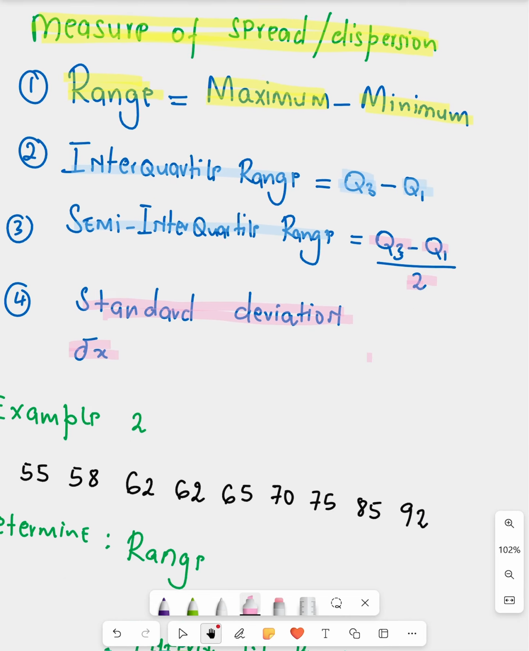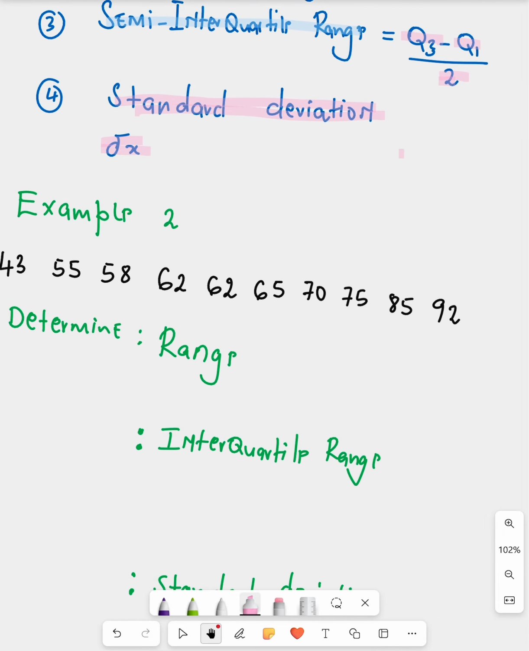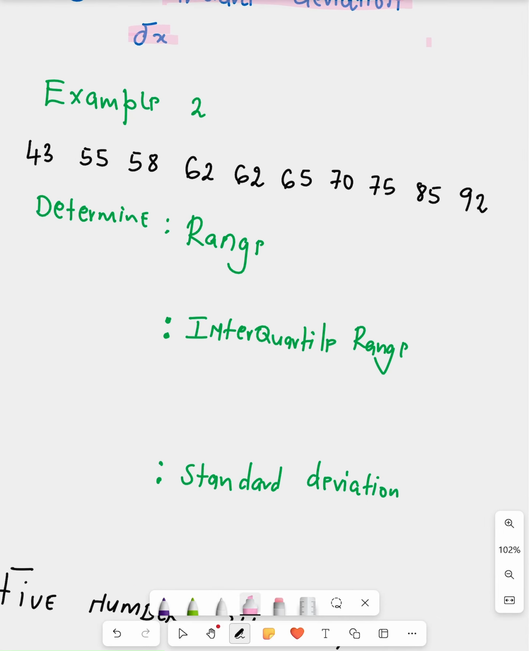Now let's look at this example here below. The first question in this example, we are given the very same data that we have used above, and we are now required to find, number one, the range. For the range, you just say the maximum value minus the minimum value. In this case, it is 92 minus 43, which results in 49. So your range is 49.